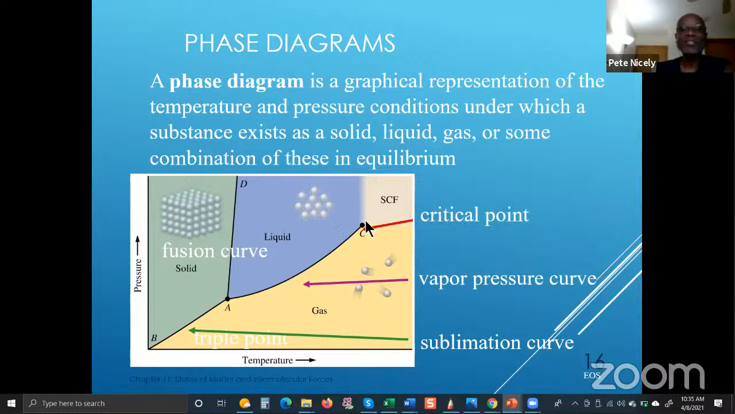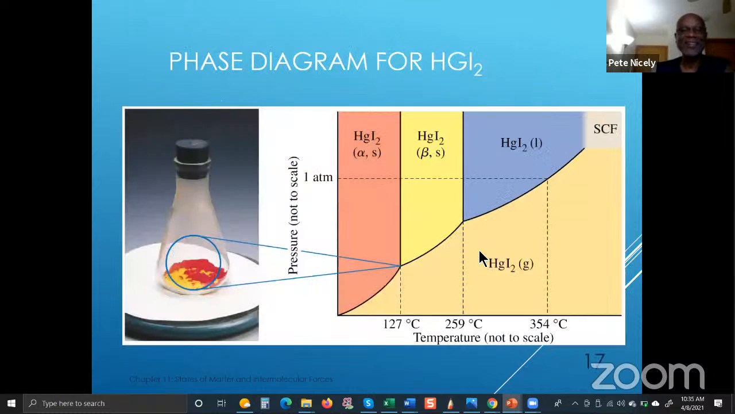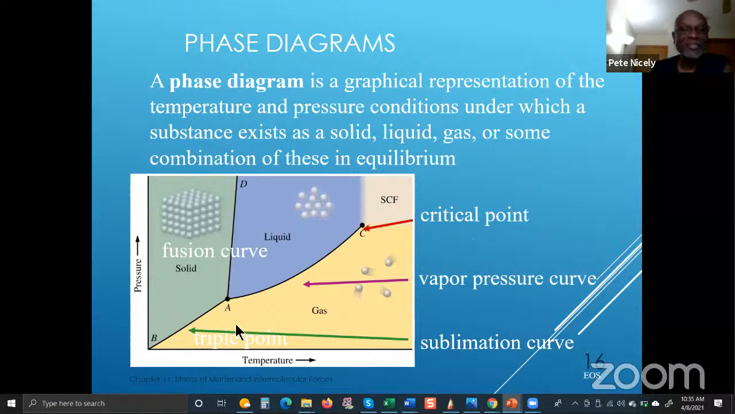Well, we talked about the critical point, right? This is a point beyond which there's no distinction between the solid, the gaseous, and the liquid state, all right? But you have this point here, which is called a triple point right here, all right?